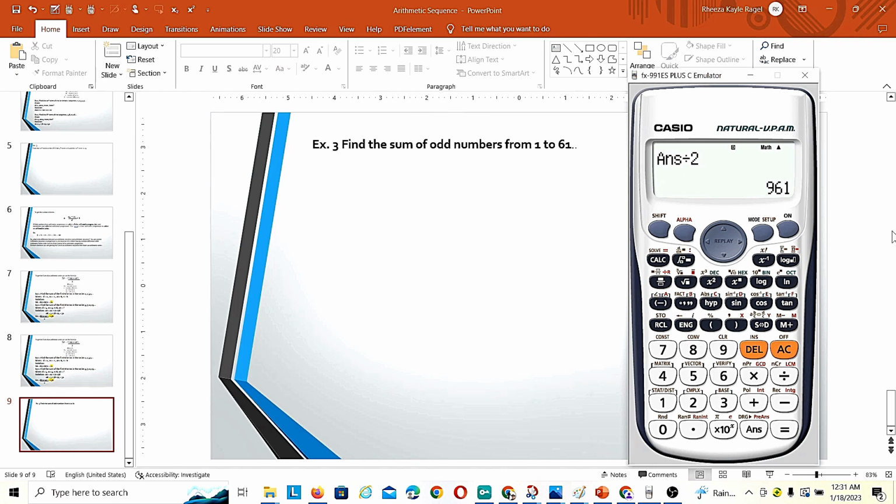I guess I have shown sufficient examples to illustrate how to use your calculator in solving for arithmetic sequence.